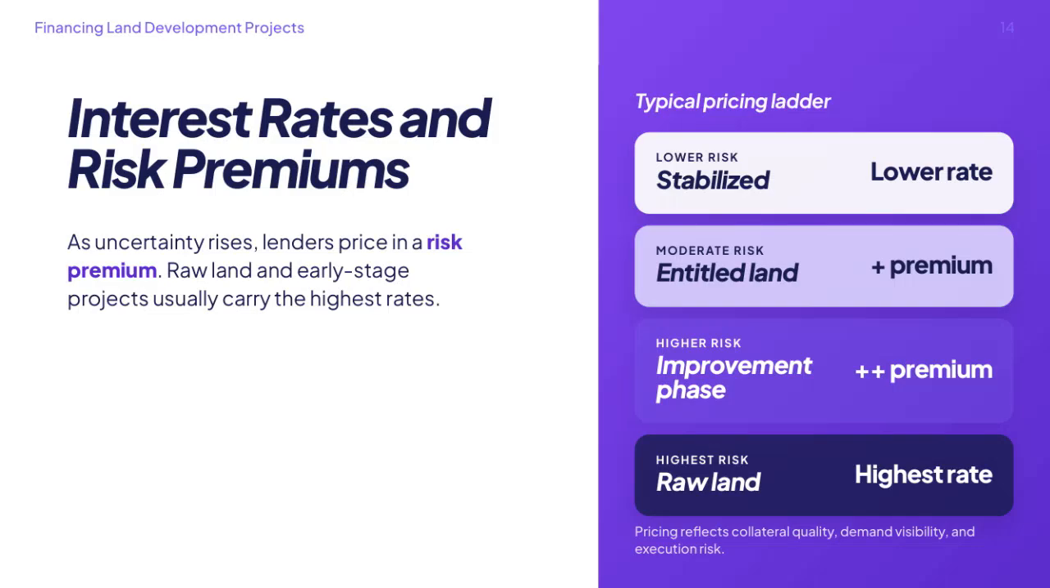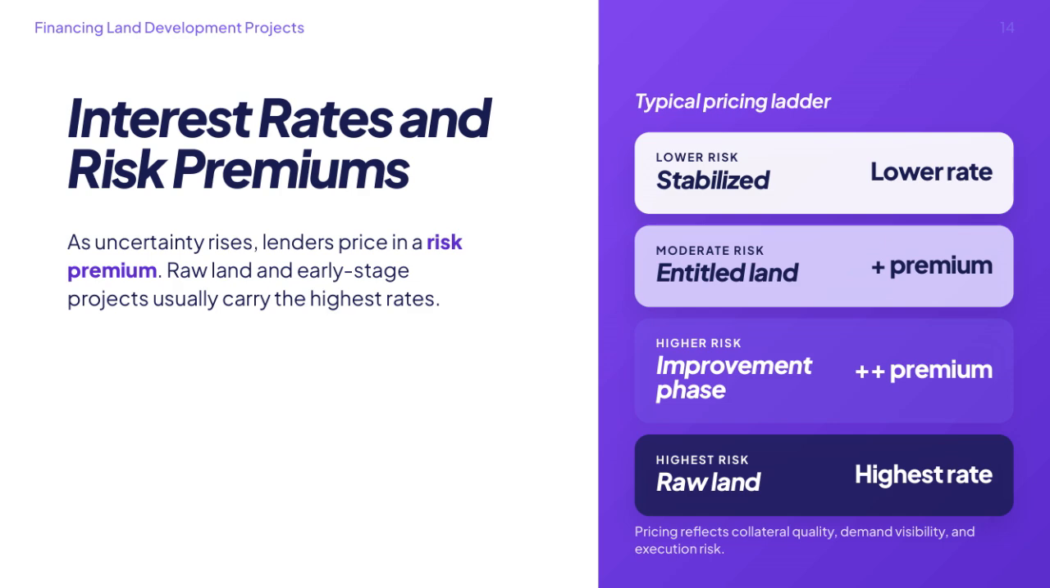When it comes to interest rates and risk premiums in land development financing, lenders adjust rates based on the level of uncertainty and risk involved. As uncertainty rises, lenders add a risk premium to protect themselves. For example, raw land and early-stage projects usually carry the highest rates because they come with the greatest risk. We can think of this as a typical pricing ladder.